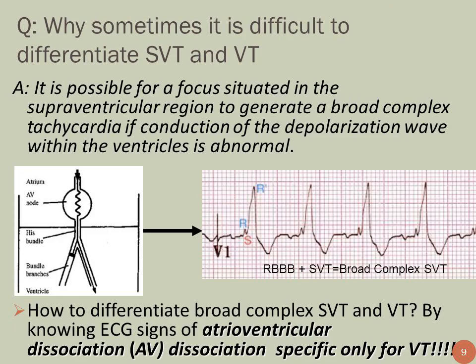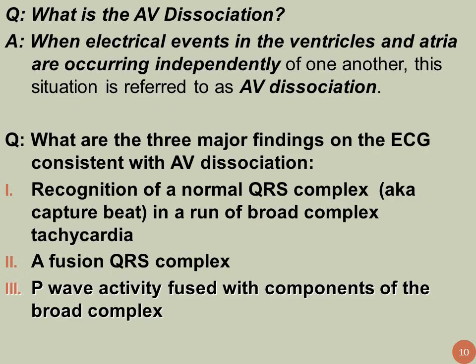Why is it sometimes difficult to differentiate SVT and VT? It is possible for a focus situated in the supraventricular region to generate a broad complex tachycardia if conduction of the depolarization wave within the ventricles is abnormal. How to differentiate broad complex SVT and VT? By knowing ECG signs of atrioventricular dissociation, AV dissociation, specific only for VT. RBBB plus SVT equals broad complex SVT. What is AV dissociation?